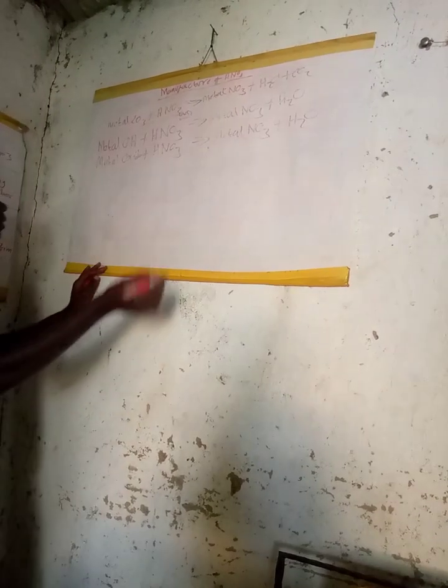NB, dilute nitric 5 acid does not usually give off hydrogen with metals. This is because it is a powerful oxidizing agent. So instead of giving off hydrogen gas, the hydrogen that is produced will be oxidized to water, simply because it is a strong oxidizing agent. So let's look at the properties of concentrated.